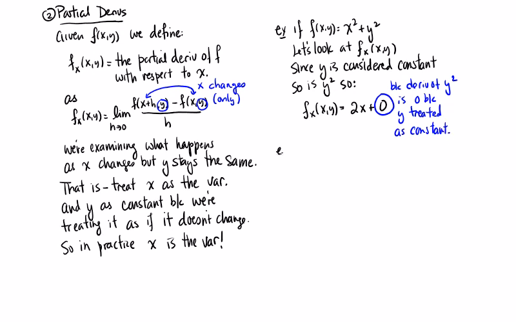Now, what if we had, for example, I'll change it ever so slightly, x squared times y squared? So now the y squared is a multiple. This is like if I had x squared times 7. So again, in this case, the derivative of x squared is 2x, and the y squared stays as y squared, because y squared is a multiple, a product.